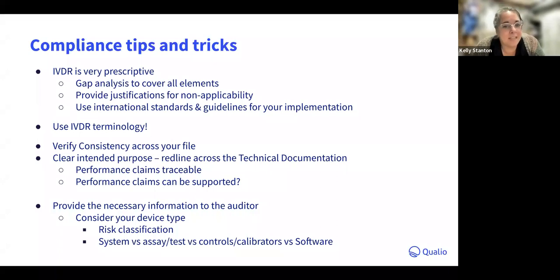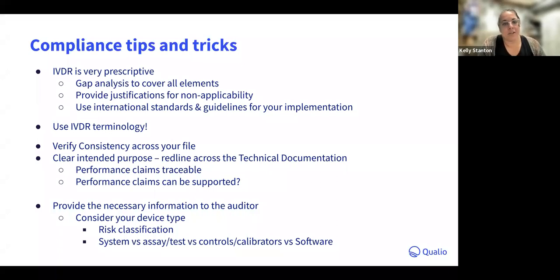Ensure you've got consistency across your technical files. Your intended purpose of the device is very clear. Across the technical documentation, make sure that intended purpose is consistent, it's clear, it's the same, and it aligns to IVDR terminology wherever possible. Your performance claims need to be traceable. Can they be supported? This is the goal and the intent of that clinical evaluation data.